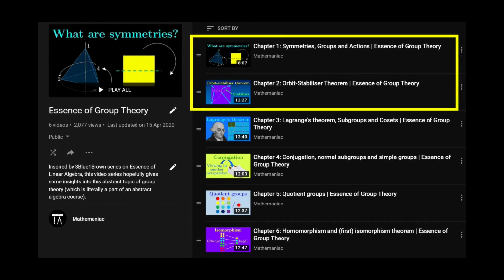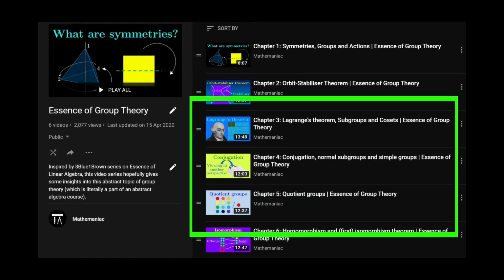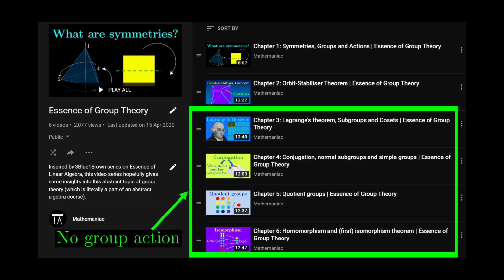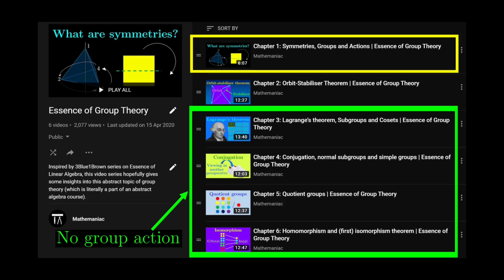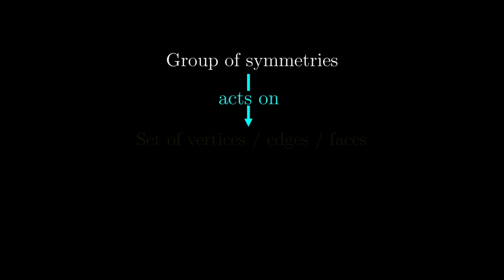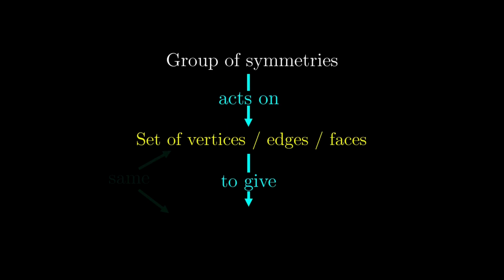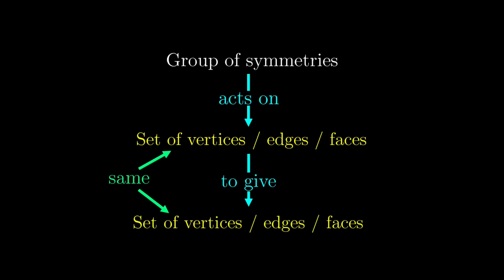Apart from the first two chapters of the video series, there is not a mention of group action in the series for a good reason, as we will see. Let's revisit what we have said about group action in the first video. A group action is where a group of symmetries act on a set, usually of vertices, edges, or faces, to give the same set back.